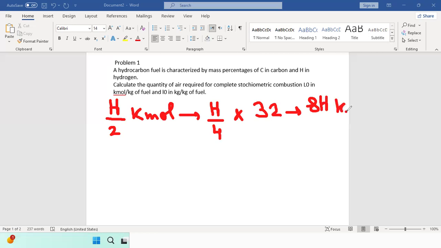So what is the total mass of O2 required? We can say that the mass of O2 required for stoichiometric combustion is equal to the one needed with carbon, which is equal to 8C over 3, plus the mass required to do the reaction with hydrogen, which is plus 8H.